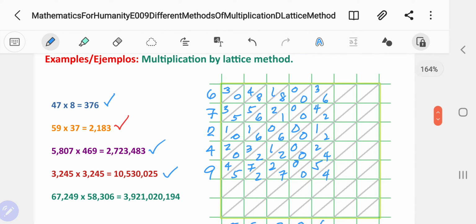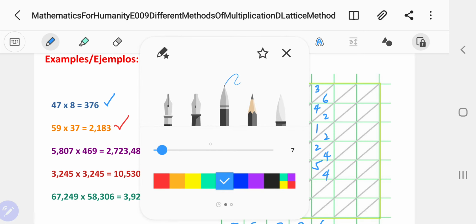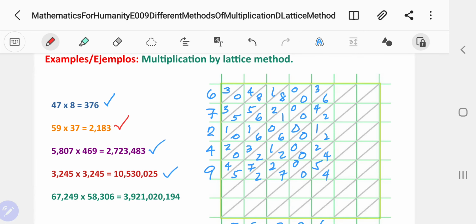So let's change the color of the pen. So in this diagonal we have 4. In this diagonal we have 0 plus 5 plus 4 would be 9. And then 7 plus 0 plus 0 plus 2 plus 2 would be 11. And then I'll carry 1 here. So 2 plus 2 plus 2 is 6, plus 1 is 7, plus 2 is 9, plus 1 would be 10. So this is 0 here, and I carry 1 here.